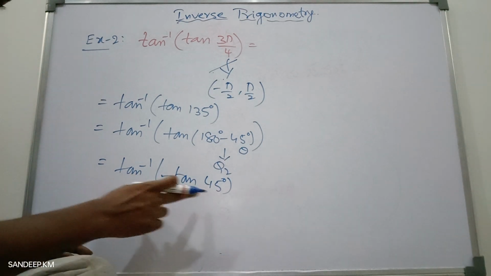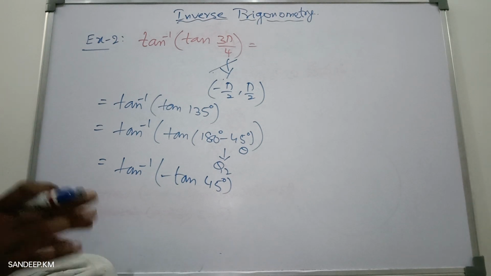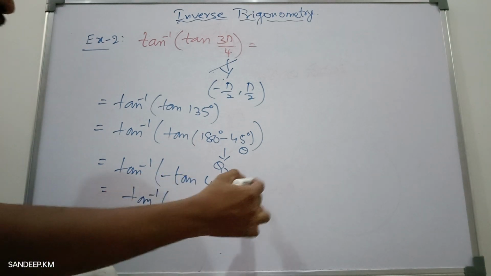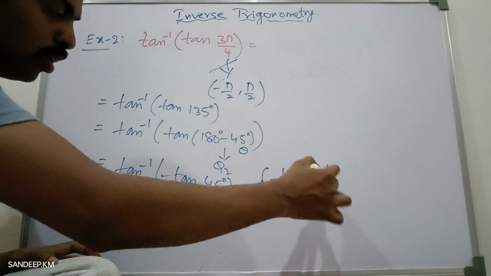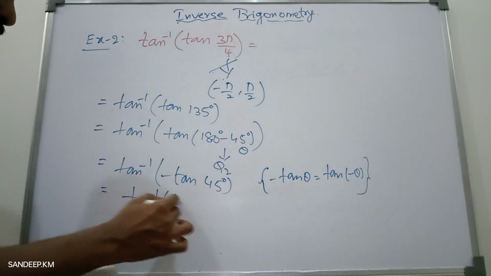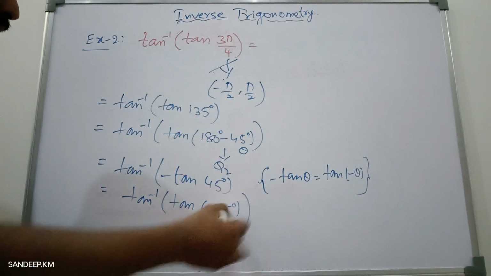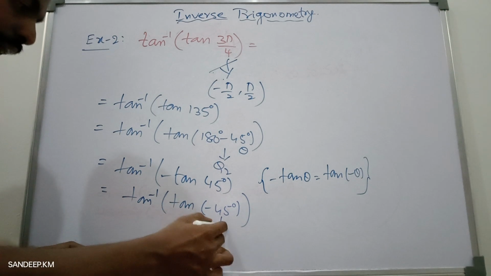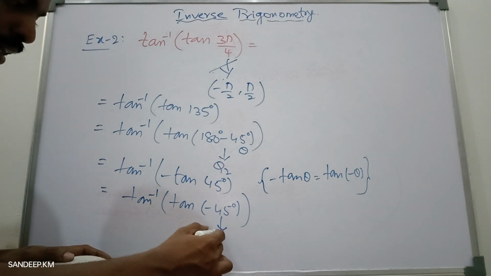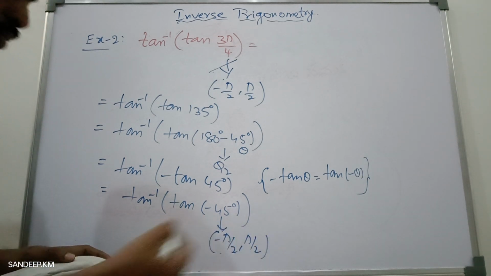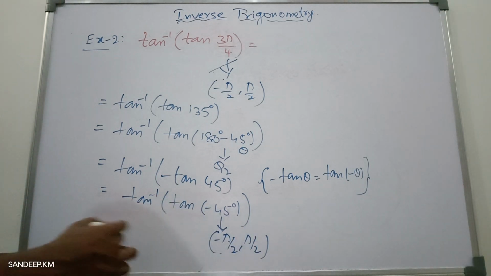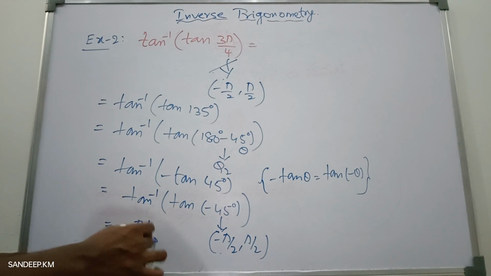Now don't say that the angle is 45 or minus 45 blindly. Just wait patiently. So tan inverse of minus tan theta. We know that minus tan theta is equal to tan of minus theta. Therefore minus tan 45 means tan of minus 45 degrees. Now this angle minus 45 degrees is present in the restricted domain of tan theta, correct or not? It is present between minus 90 and plus 90. So now we can ignore tan inverse and tan, and I can write the answer as minus 45 degrees, which means minus pi by 4.